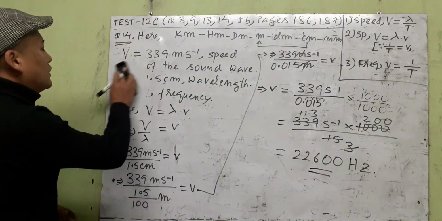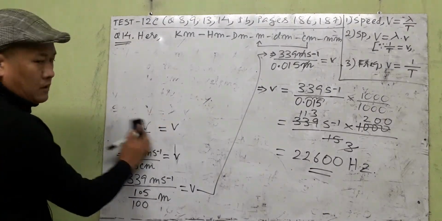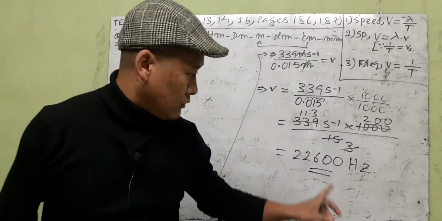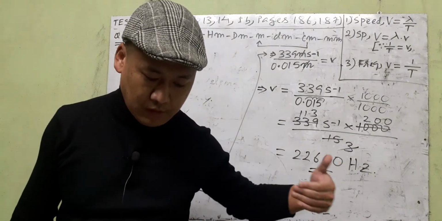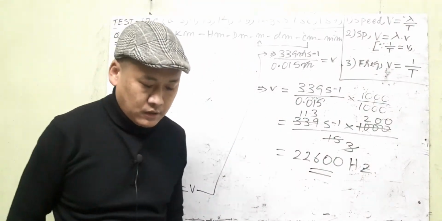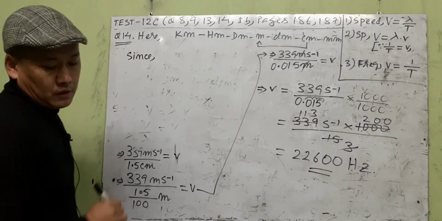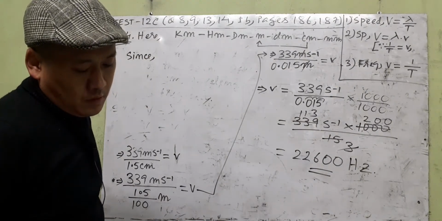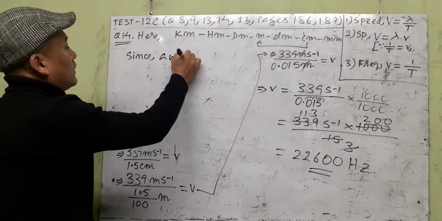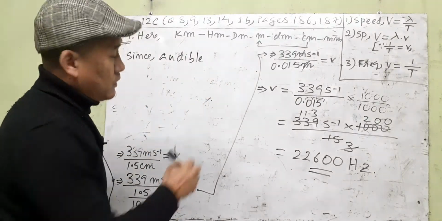The second part of the question, what they're asking, let us deal with that. Let me read the question for us. Will this sound, that is 22600 hertz, be audible to the human ear? That's what they're saying. Audible means audible to the human ear. Now, since we know by general information the audible range of sound for human beings, audible means can hear, okay? Audible means can hear.